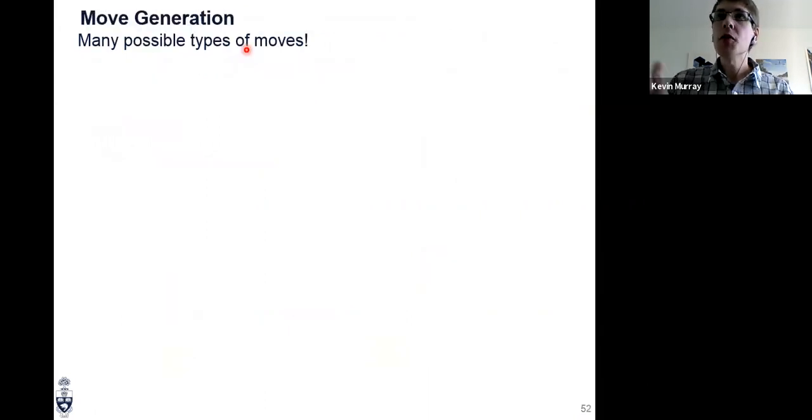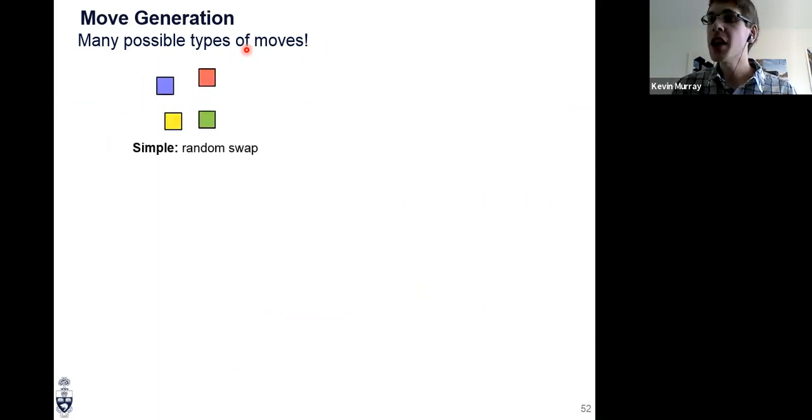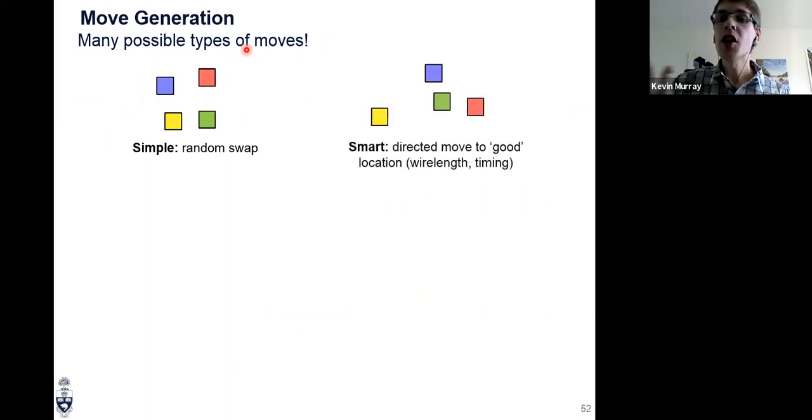Okay, so it turns out there are many different possible types of moves that you could make in an annealing-based placer. The simplest one is some kind of random swap, where we just pick two blocks and we swap them at random. However, we could do something more intelligent. We could look at the circuit structure and say that if we have this block, we can look at what it's connected to, what the timing paths are going through it, and infer where would be a good location to move that block to.